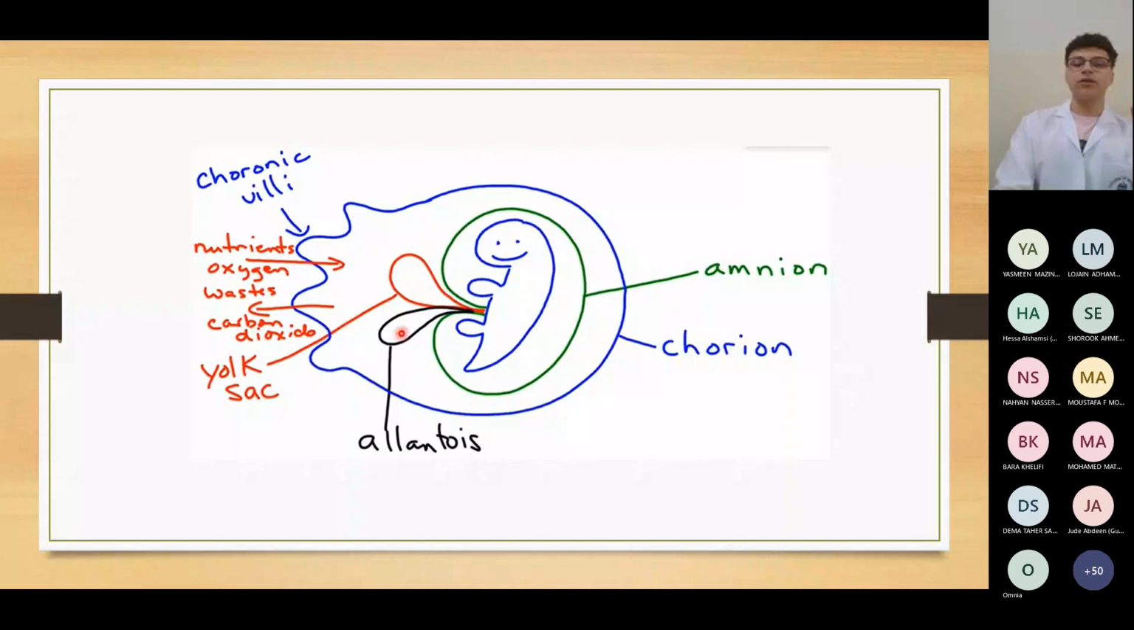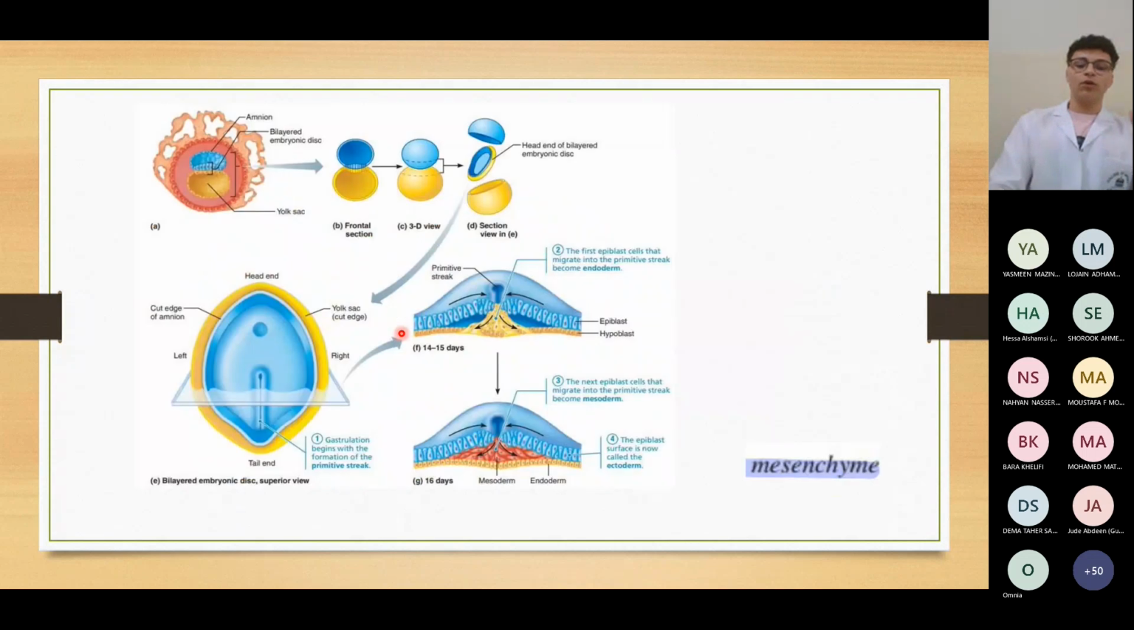So the umbilical cord, you know, guys, what's an umbilical cord, I guess? Umbilical cord is basically a connection from the baby to the placenta. So actually, nutrition, blood and oxygen can move from the mother to the fetus, and waste material can move from the fetus back to the mother, so it can be excreted. That's for the allantois. Moving on to the yolk sac.